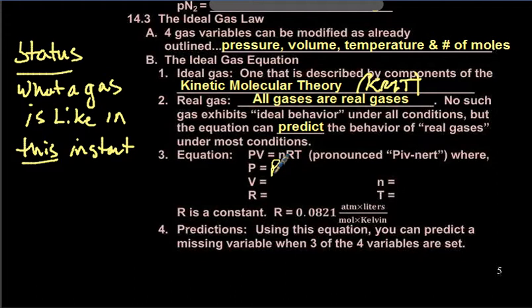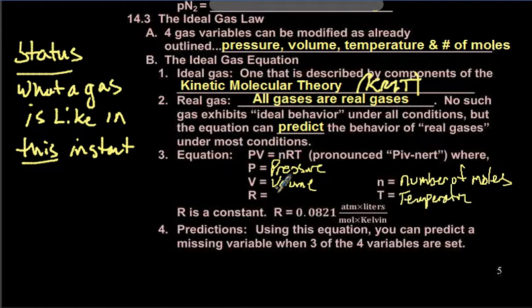the pressure, V is the volume, R is, well, we'll get to R in a second, n is the number of moles, and T is the temperature. R is called the ideal gas constant.